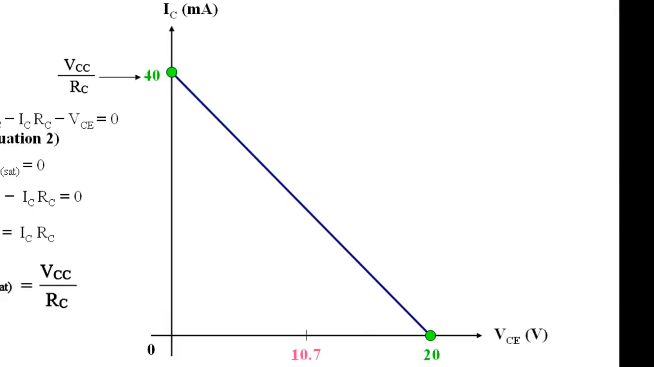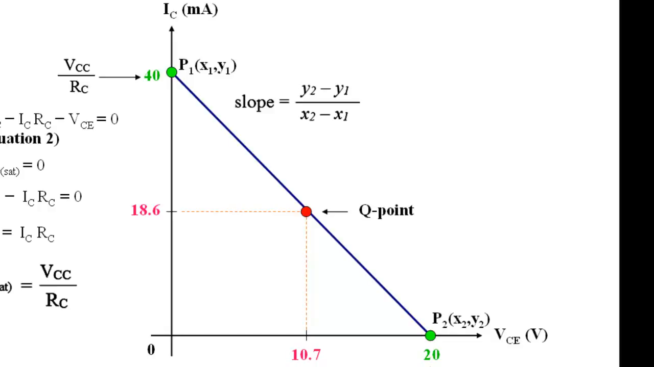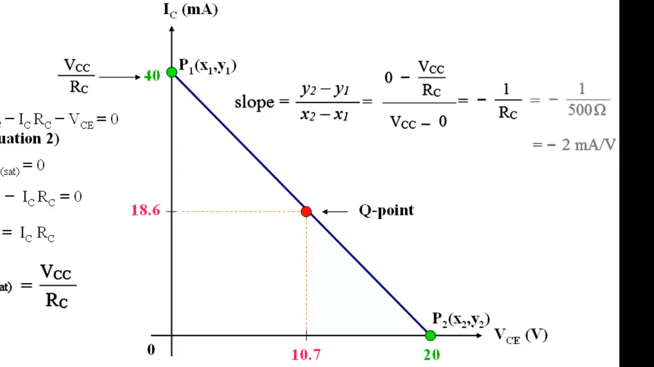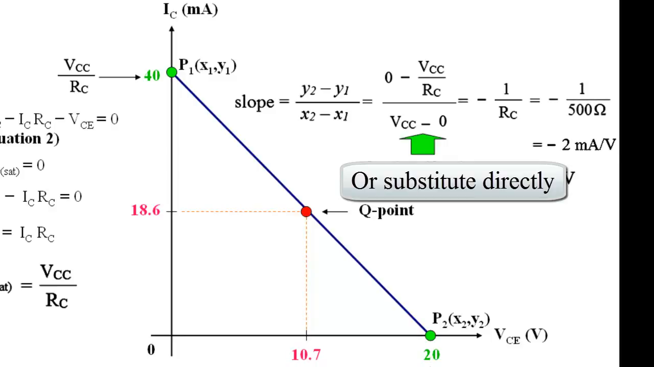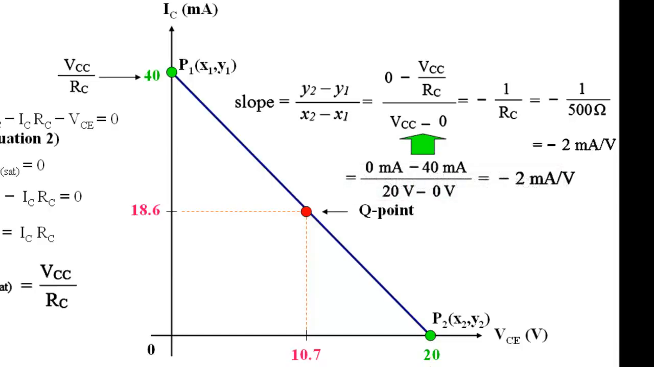To plot the Q point, we have to locate VCE, which equals 10.7 volts, and IC, which equals 18.6 milliamperes. And this is the Q point. Let's define the saturation point as 0.1 and the cutoff point as 0.2. To calculate the slope of this line, we use this mathematical formula. We can directly find the slope by substituting above, and the result is minus 2 milliamperes over volts.